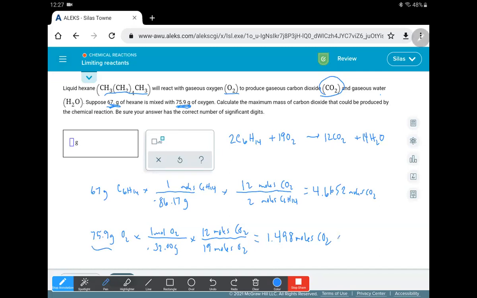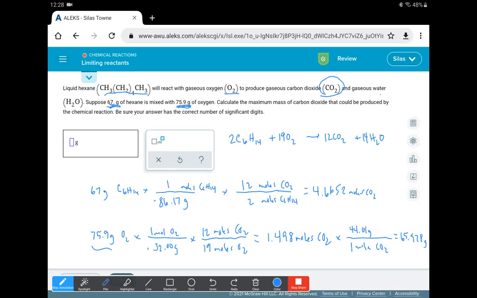And so now to finish this up, because this one is about product, we don't need to compare the reactants at this point. Every 1 mole of CO2 has, I believe, 44.01 grams. And so I got 65.928 grams. Now again, oxygen is up here at 3 significant figures, so I'm going to answer this one in 3 significant figures.